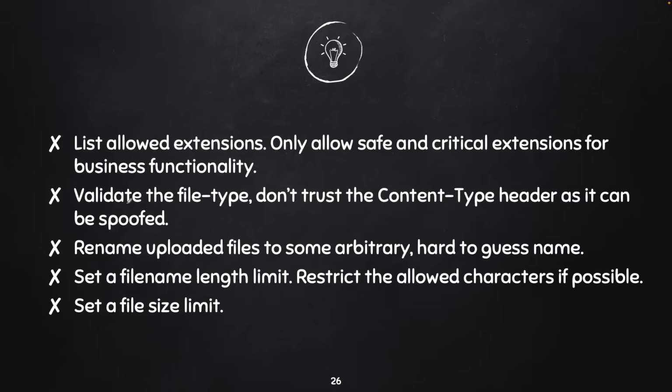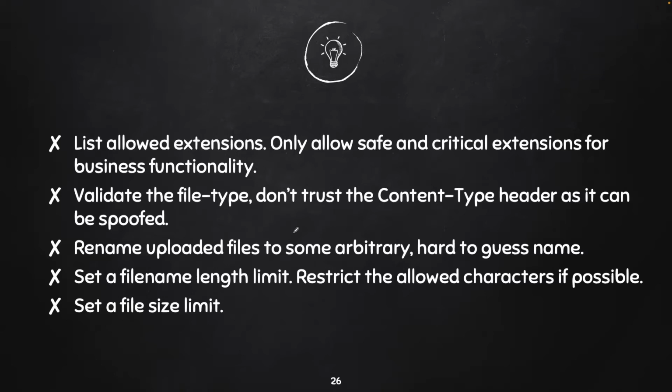The second one is to validate the file type and not trust the content type header, as it can be spoofed. Always try to determine the file type from the file itself and validate it, and do not trust the content type, because as we saw in the previous videos when we were exploiting the client side validations, the content type was very easy to change through Burp interceptor or any other interceptor tool which you can use.